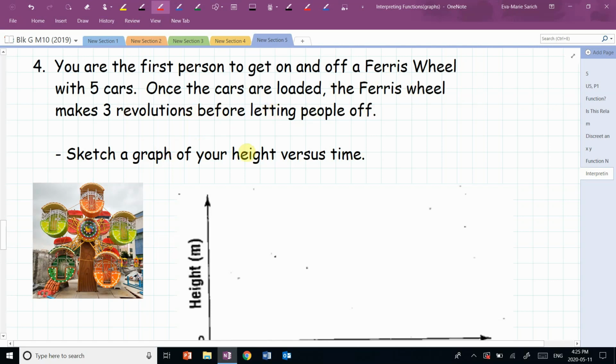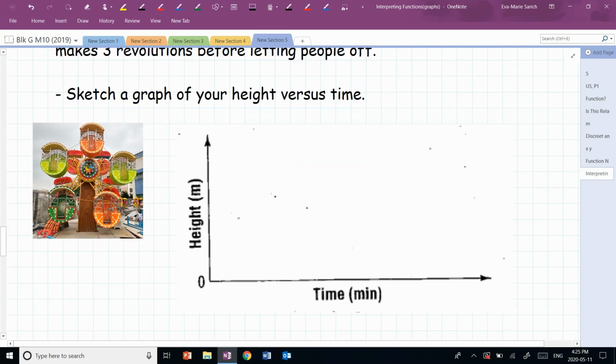We want to sketch the graph of height versus time. Now, we don't really have any data here, but we could probably guesstimate that the graph is going to start at 0, and the height of those cars, if they're maybe 2 meters in height each, 2, 4, 6, maybe it's going to be 6 meters off the ground, something like that. Okay? And over time, we don't really know how long that's going to take.